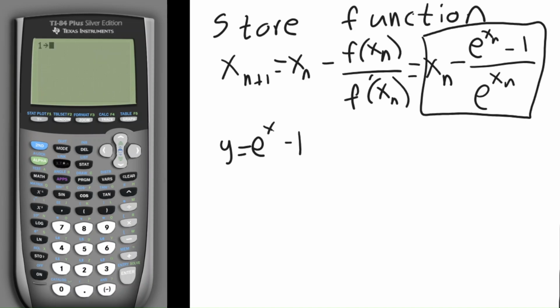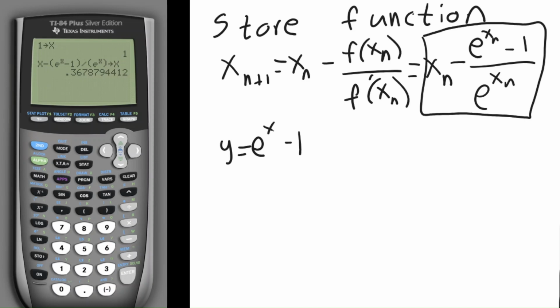So I'm going to plug in some initial value. How about 1? Store as x. That's going to be my x_n. And then I'm going to type in x minus this function, e to the x minus 1, divided by e to the x. So it's actually going to plug in 1 into that whole thing. And let's store that as my new x. So when I hit enter, I guessed that 1 is a zero, and it comes back and says, oh, 0.37 is a better approximation of the zero.